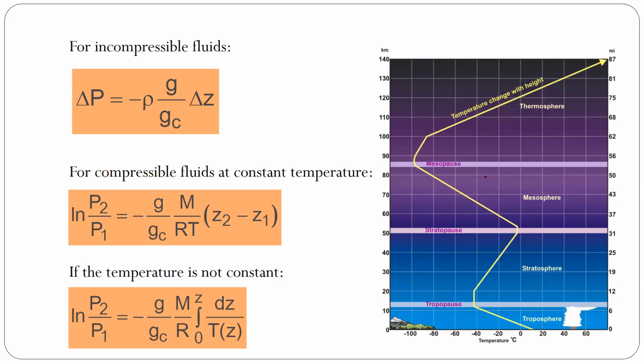Okay? Again, for the third equation, if the temperature is not constant, however, okay, you need to have a function of temperature as a function of elevation. So in that case, for example, in the troposphere, you have this function. It's practically a linear equation. So just get the slope, and using maybe the point slope form of your straight line, you can arrive at the function and you can put it here and you can integrate. Okay? And so on and so forth.